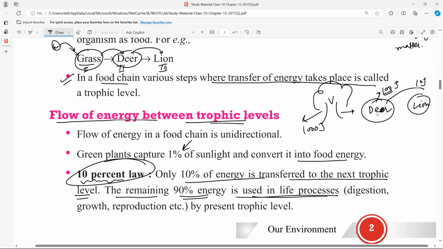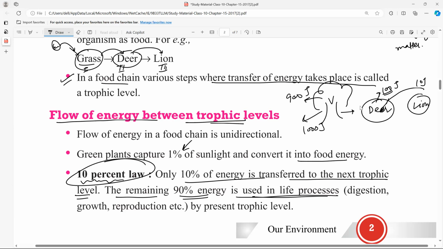Means only then this deer will obtain energy of 1000 joule. When the plant is having 1000 joule energy, now when the deer eats the plant, only 100 joule of energy is transferred, where 900 joule of energy is utilized by the plant in its own processes. Now this deer is having 100 joule energy.